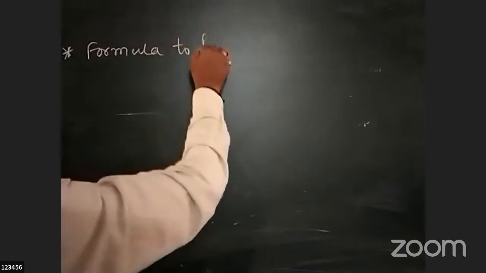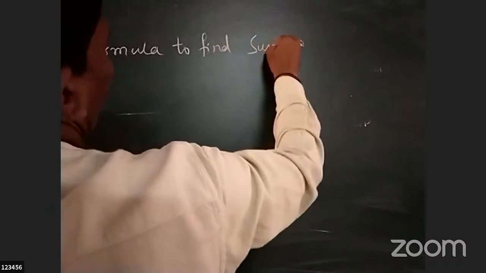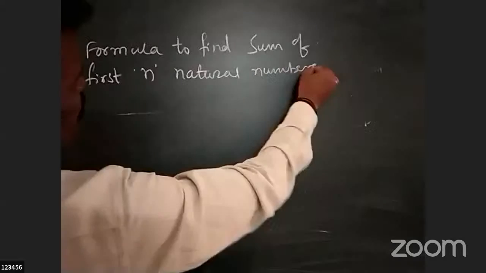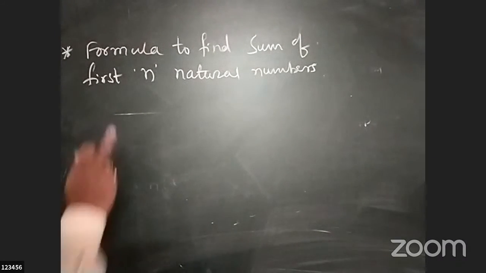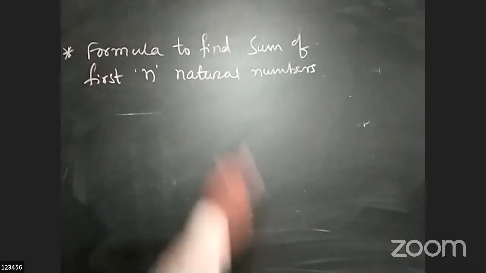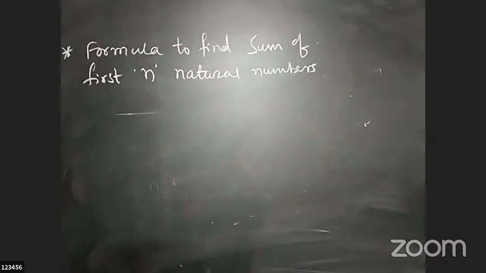The formula to find the sum of first n natural numbers. Before going to write the formula, why do we have to use this formula? Because however the given numbers are natural numbers only, the addition or sum of the natural numbers can be obtained very easily. Okay, no doubt.